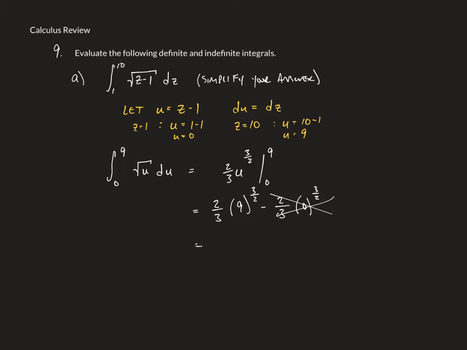It's probably better if we think of this in terms of square roots. So this is going to be the square root of 9 cubed times 2 divided by 3. So the square root of 9 is 3, and 3 to the 3rd power is 27. 27 divided by 3 is going to be 9, and 2 times 9 is 18.